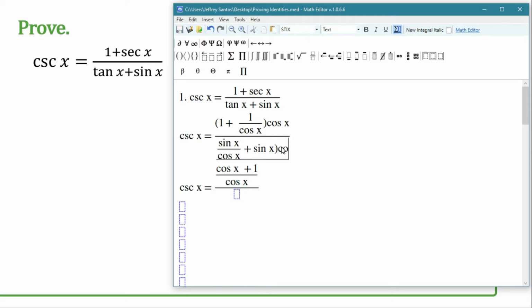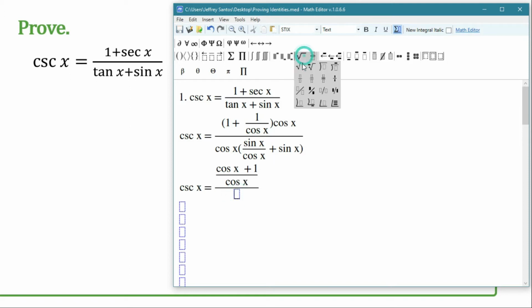Okay, we multiply both sides by the cosine of x, which is the LCD. Then simplifying that one, that's going to be cosine of x times sine of x, that is cosine of x sine of x, because we cannot even combine them.